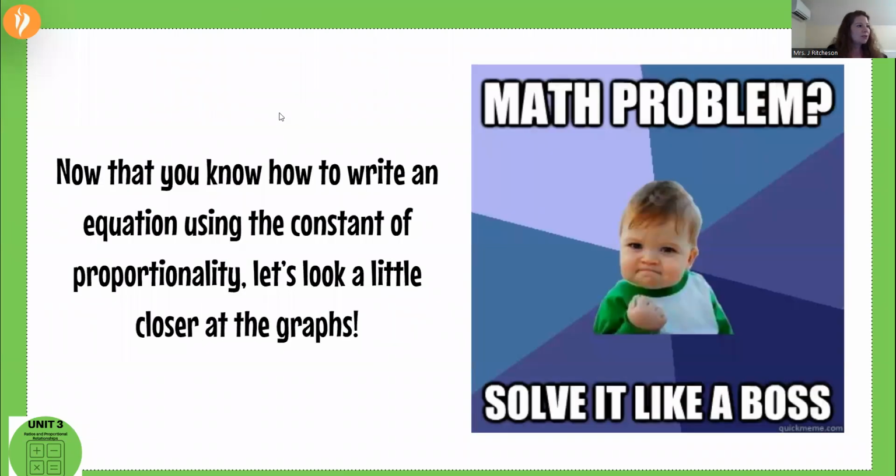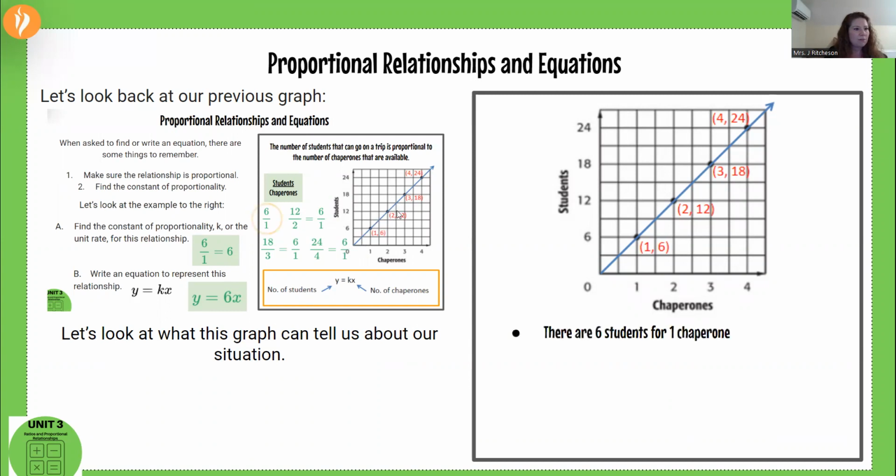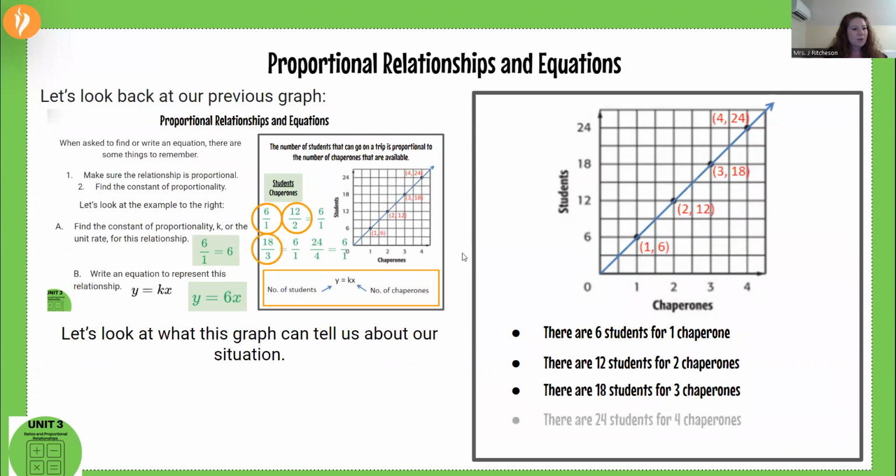All right, now that you know how to write an equation using the constant of proportionality, let's look a little closer at the graphs. These are the previous problems we've already looked at. Let's look at the graph. What can the graph tell you about our situation? Straight line goes through 0, 0. This tells you for every 6 students, there's 1 chaperone, 12 and 2. So on and so forth.